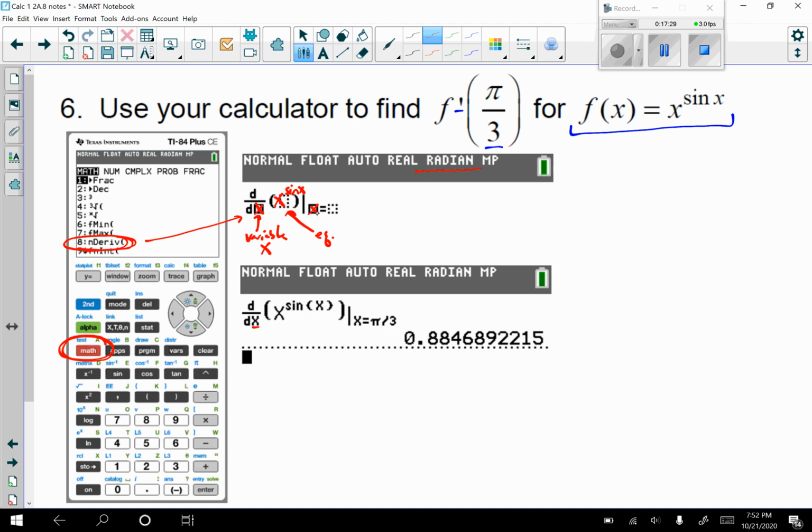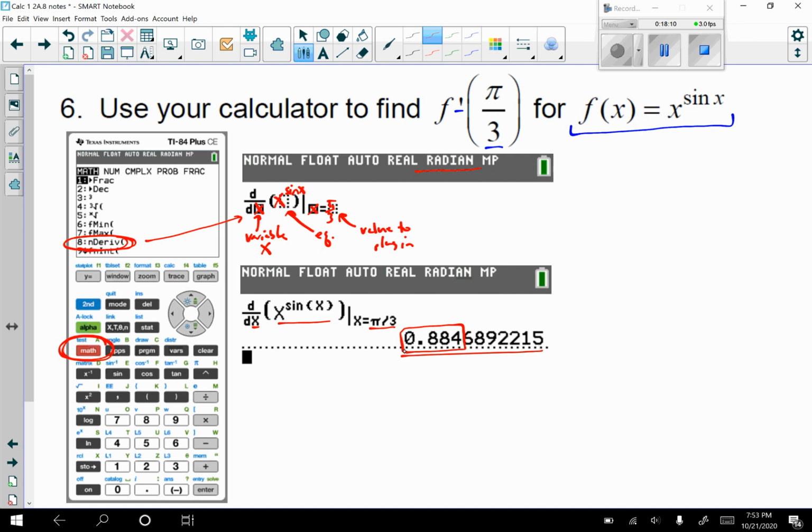And the last thing, this is now x, and it says equals. Remember, this bar means evaluated at. That is where we put the value to plug in. So this is going to be our pi over 3. It should look like this next screen down here, d/dx of x sine x, where x is pi over 3. Just hit enter, and it gives you the value. Always leave at least 3 decimal places in your answer. So 0.884 is the slope of that, whatever the graph looks like, at pi over 3. But that is the derivative with pi over 3 plugged in. That's what your calculator can do.